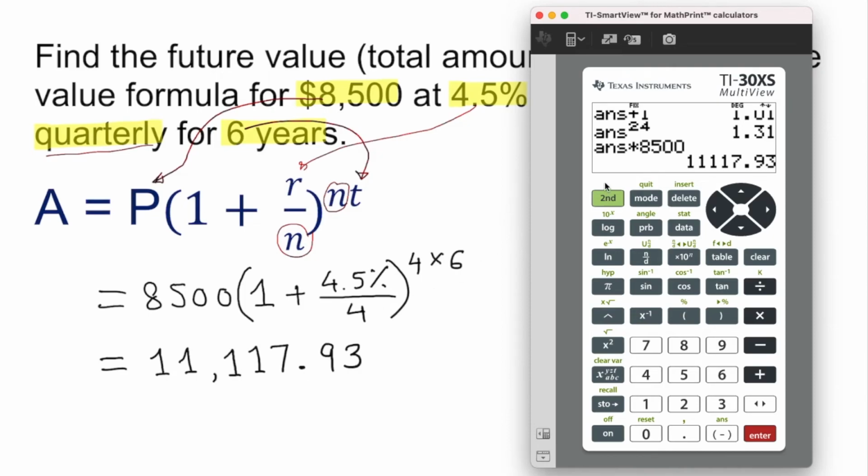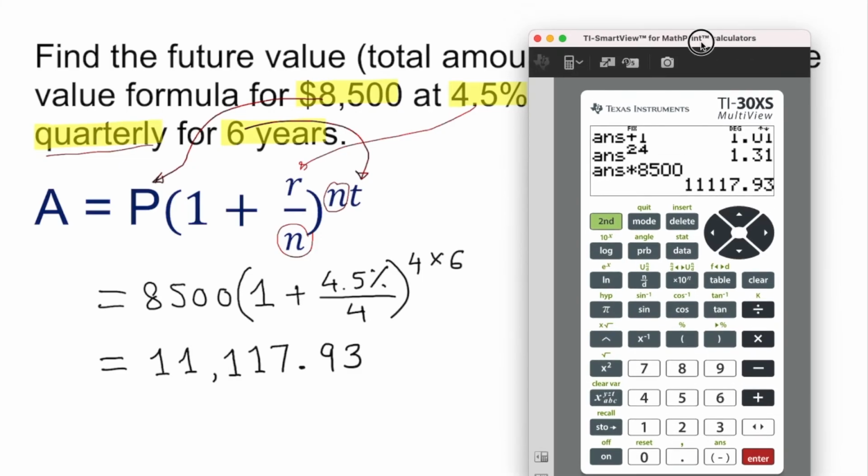Look, exactly the same thing we have. So whether we have this calculator or we don't have this calculator, we can still plug it in here and get the answer accurately.